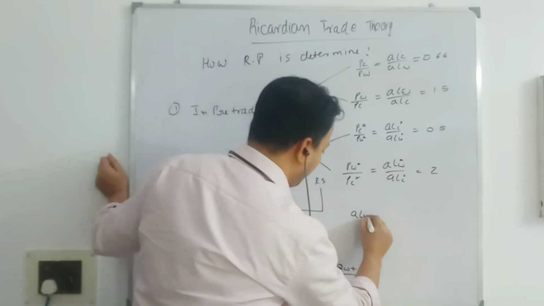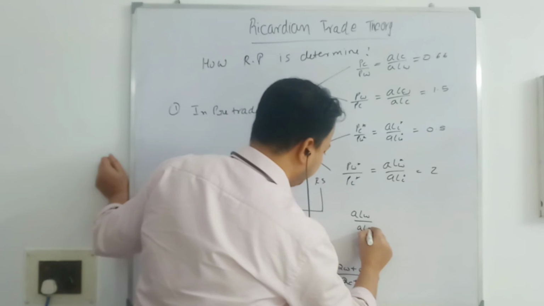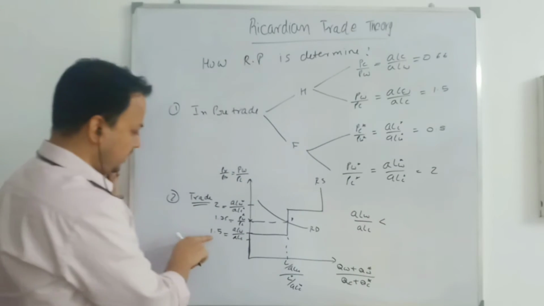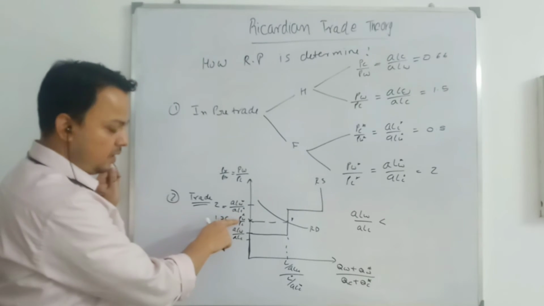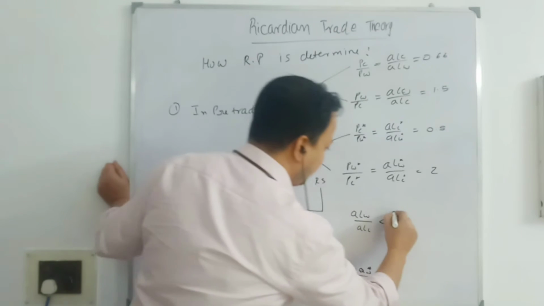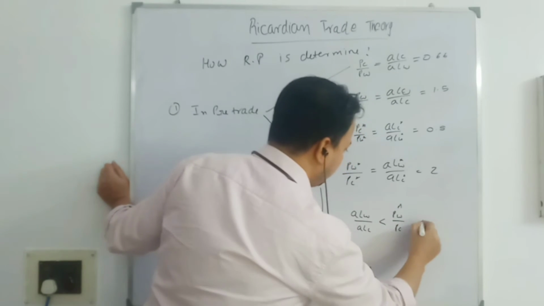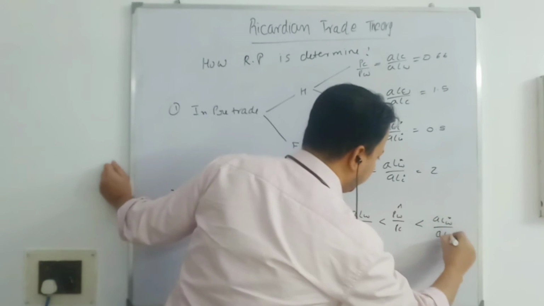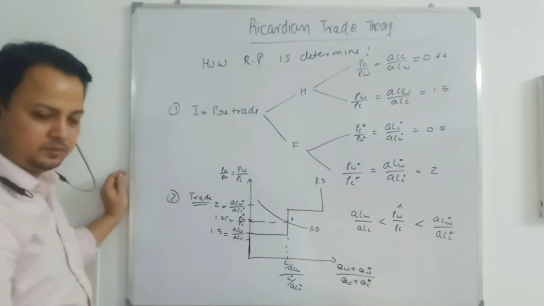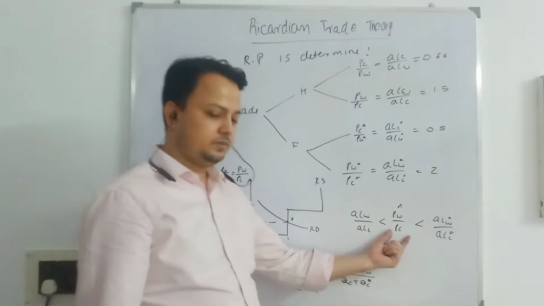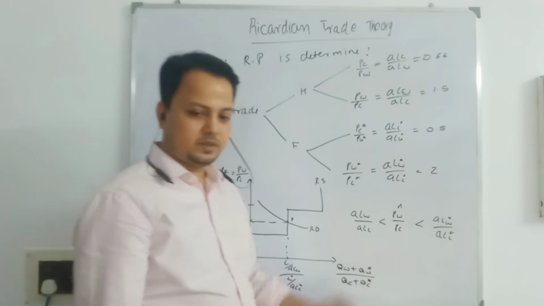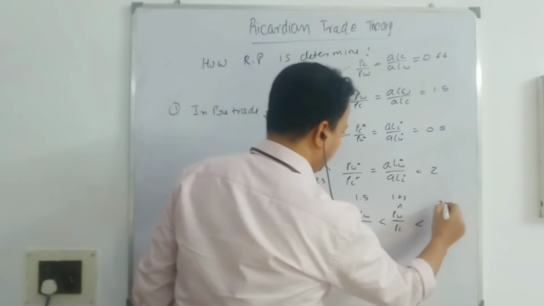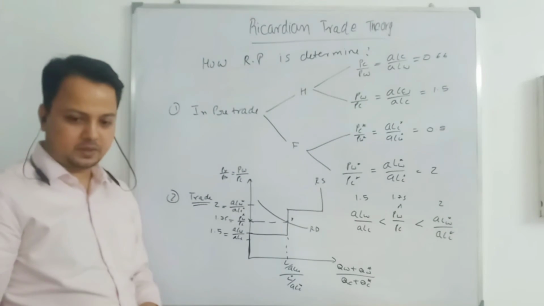So this is the opportunity cost of producing wine in the home country, which is 1.5, and it must be less than the terms of trade, or the equilibrium price that is determined, say PW over PC hat. And this must be less than the opportunity cost of producing wine in the foreign country, ANW star over ANC star. So the equilibrium relative price is determined in between the prices of both countries. This is 1.5, this is 1.75, this is 2. This we are looking at from the home country perspective.